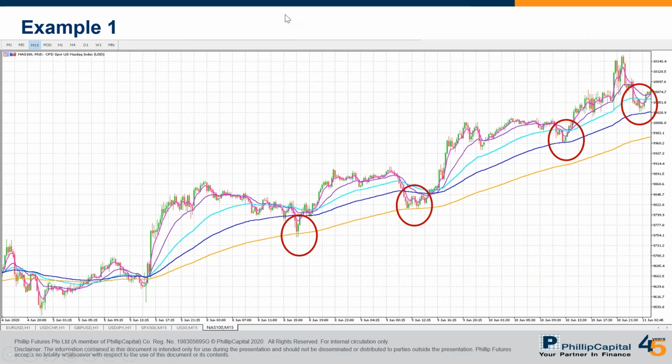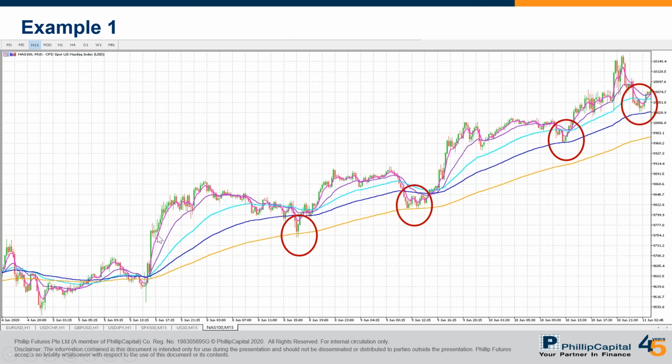Okay, take a look at this example here. We can see that on the left side of the chart, in the beginning, is actually a range market. You can see that the lines are crisscrossing each other and the prices are also cutting up and down the EMA 200 line. But then it starts to form a trend.